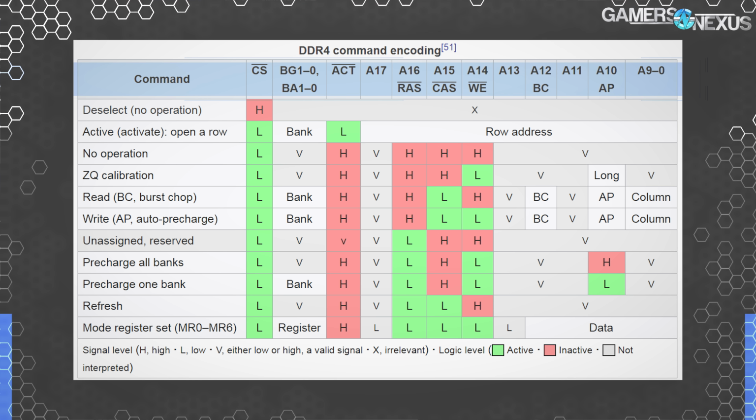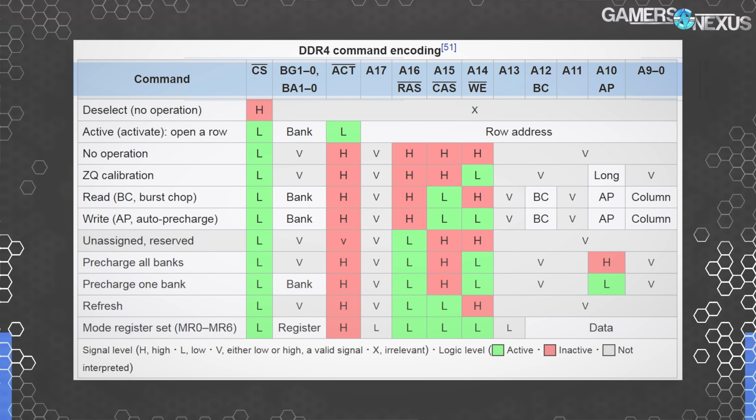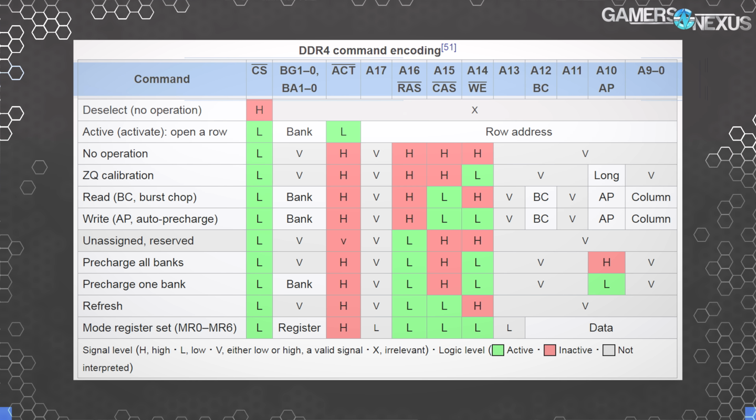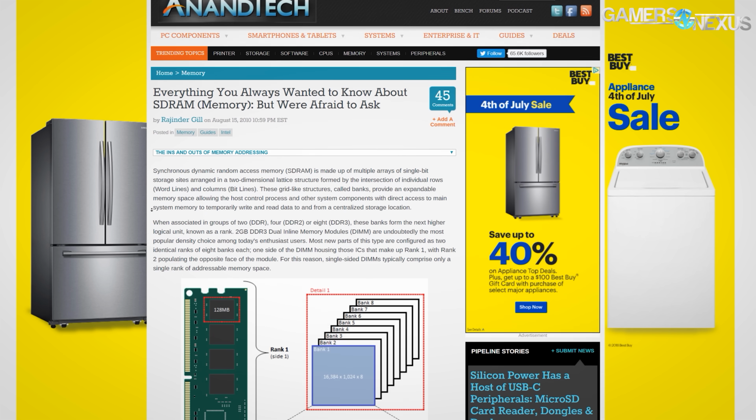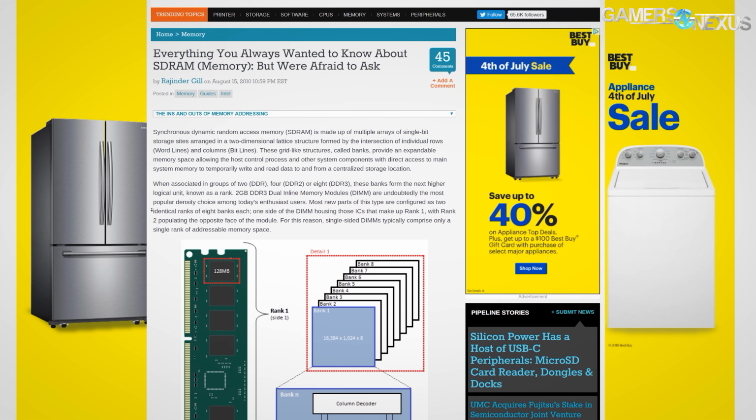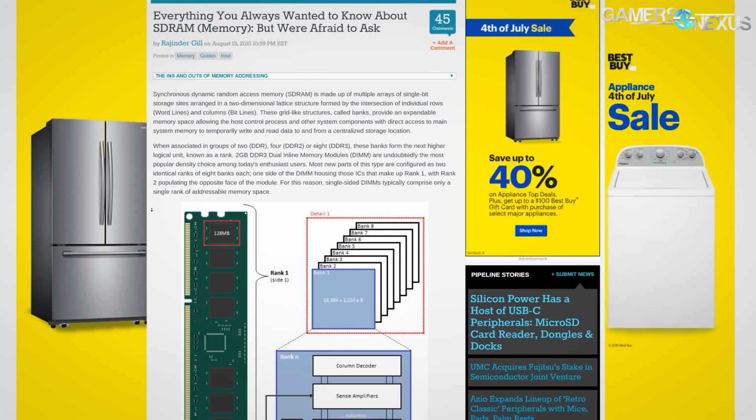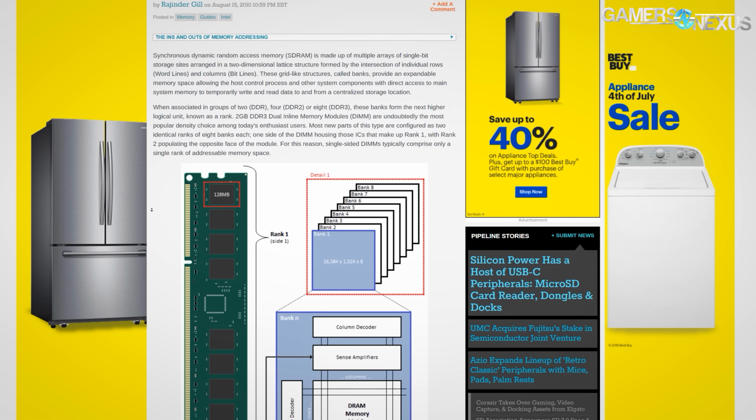The signals have changed a bit over the years, but for the most part, DDR4 has the same list of commands that SDRAM has always had, and therefore many of the same timings. For some background information on stuff like banks, rows, and columns, there's a venerable 2010 article from AnandTech that's a good overview of what SDRAM specifically is and how it functions if you're curious about that. Let's go through a few of these.